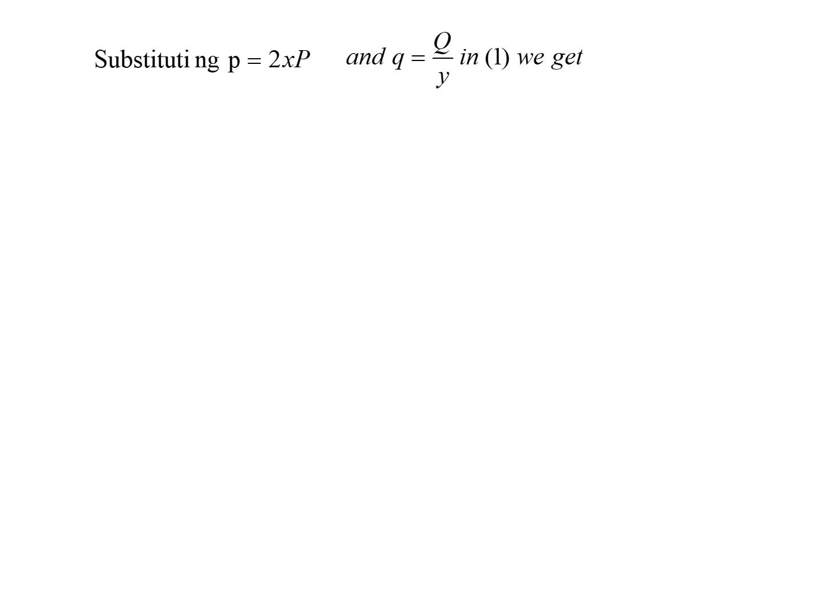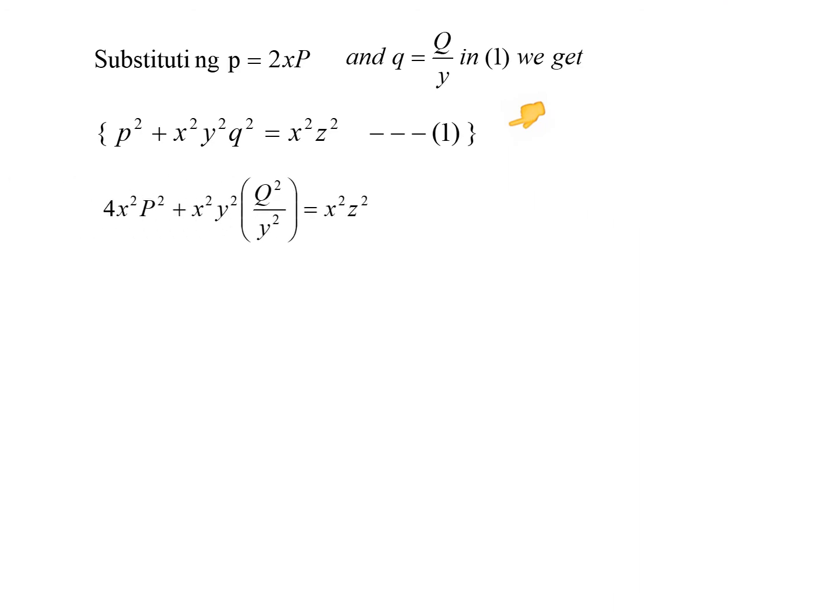Now let us substitute these values of small p and small q that we have attained in our given PDE. So this was our given PDE which we called equation 1. Now remember, in the place of p, when we put 2x into capital P, squared will be 4x squared capital P squared, plus x squared y squared into q squared. What is small q? Capital Q by y. So when we substitute, we have capital Q squared by small y squared, which is equal to the right side, x squared z squared. Now when we simplify this, we have 4P squared plus Q squared equal to z squared, because taking x squared common, both sides will be cancelled.